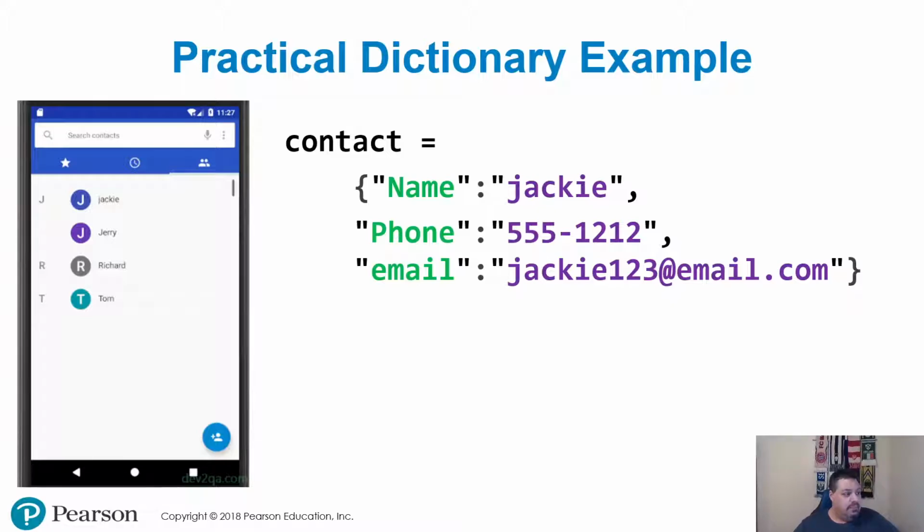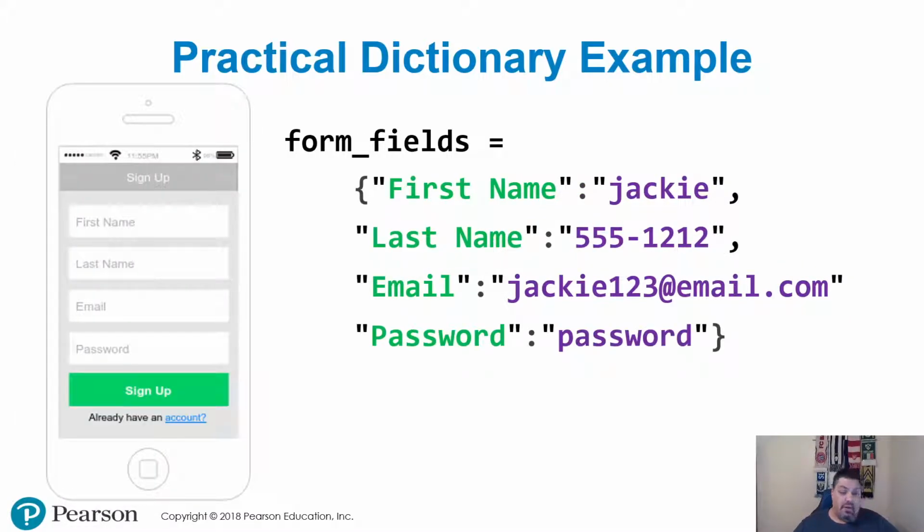So this is what your dictionary would look like here, right? If I wanted to get Jackie's phone number, I would say contact, square bracket, phone in quotes because it's a string, and it would return that phone number value to me. These are used on the internet in a lot of different places. This is the simplest version.